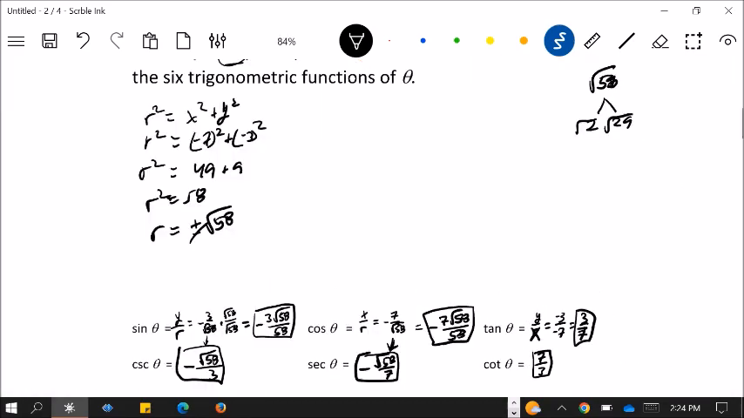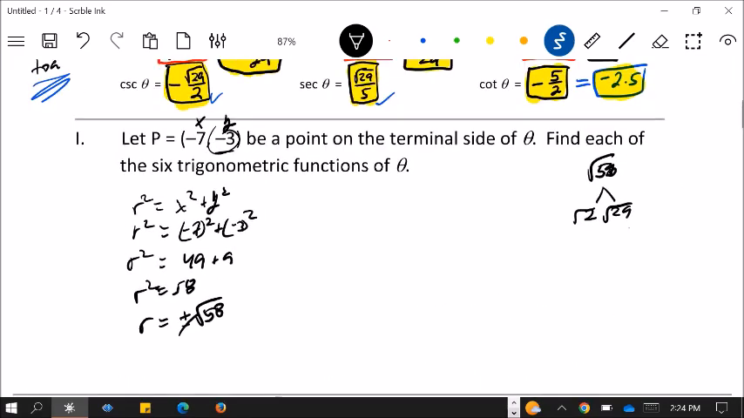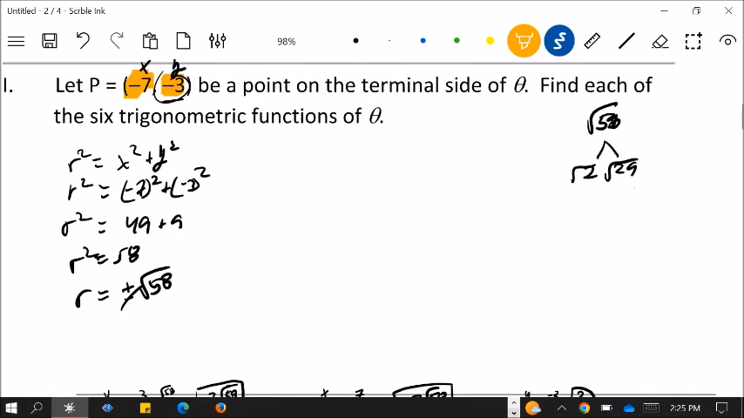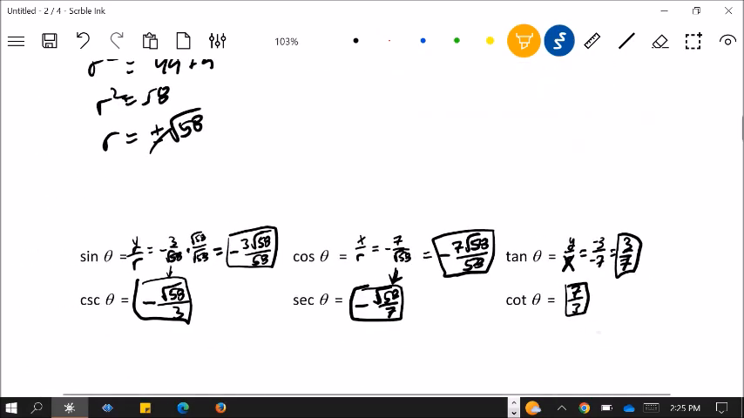Okay, let me just double check it for myself. -7 was the x and -3 for the y. And so these are the 6 answers for this one. Let's get those numbers back.